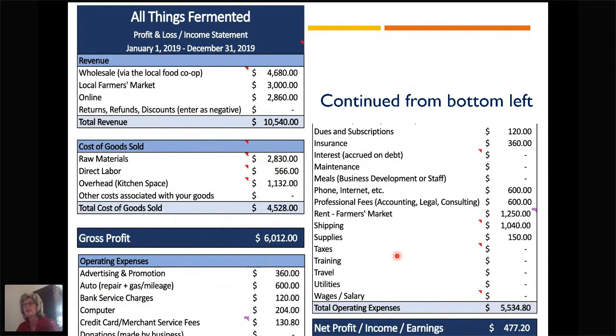If you're screencasting, make sure that the net profit's not blocked by a pop-up. If you can't see that net profit, let me know. But hopefully you can see the net profit for All Things Fermented is $477.20. So let's go through a couple questions. And I really would love your participation here, all of you, in the chat box.